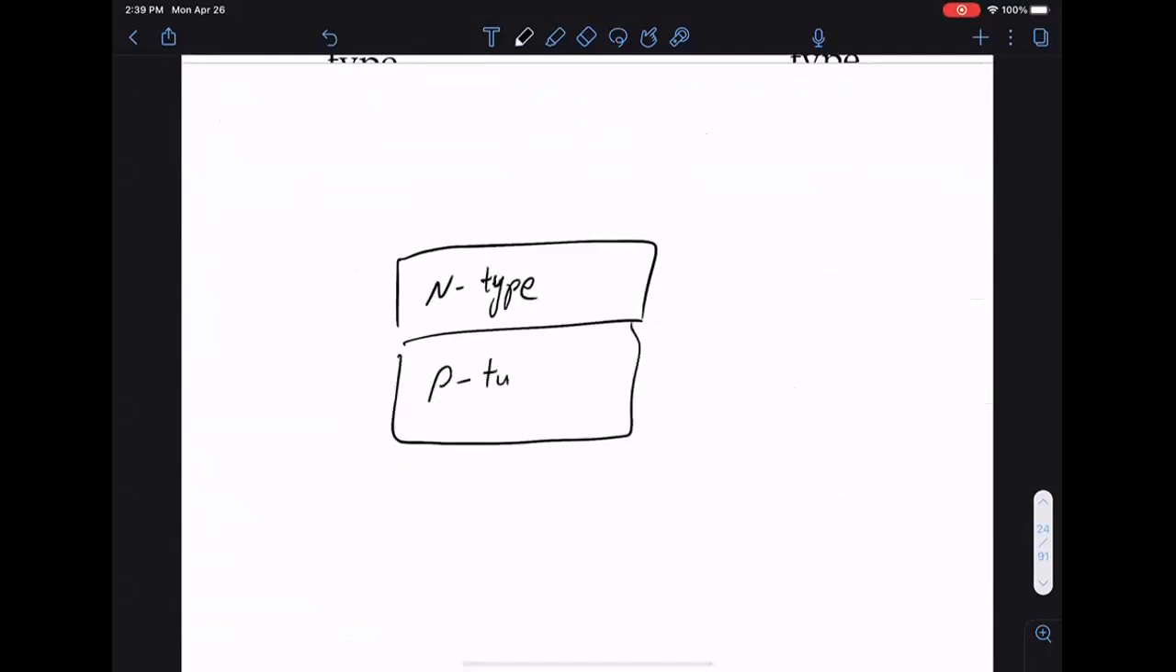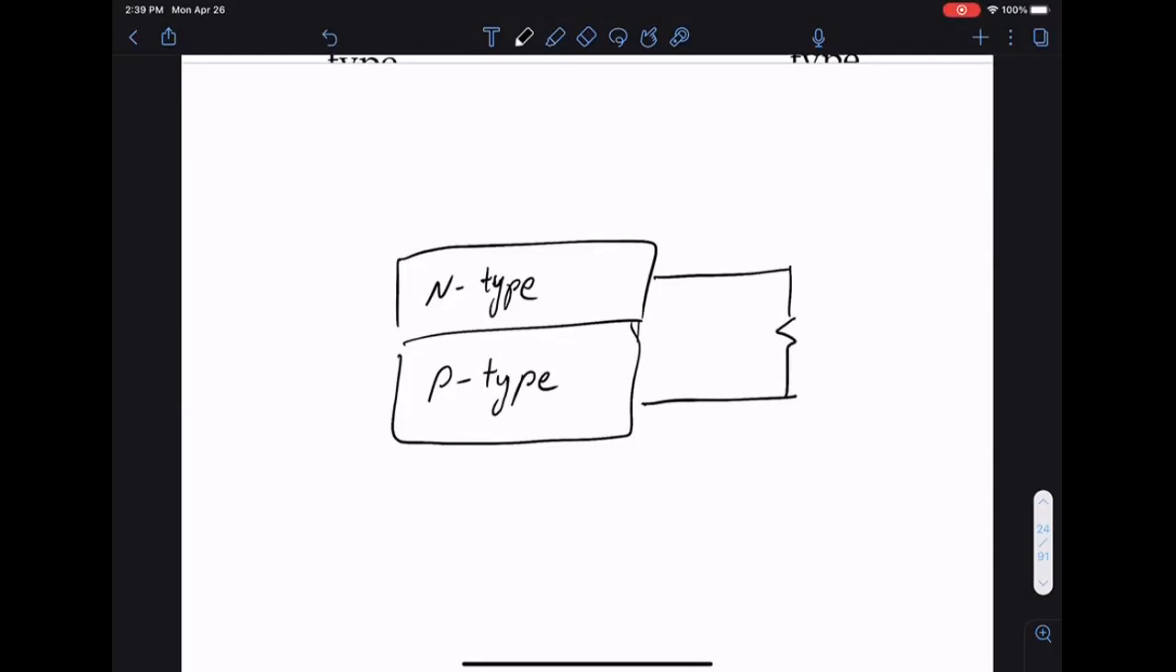You have a p-type on the bottom, right? We create this kind of, you just stack this on top of each other. And then let's say you create a load in between, right? You create this load in between. Okay?